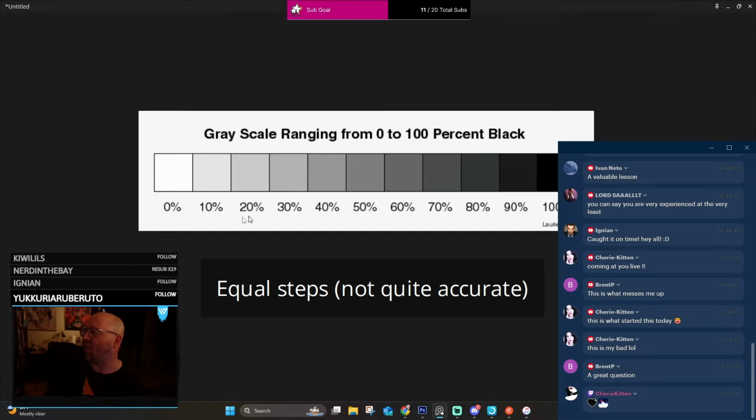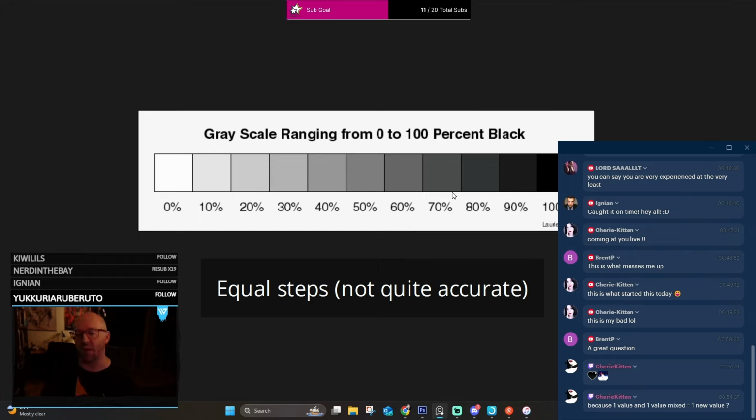So let's say we got rid of the 0 right here. It doesn't really matter. And then you got 10. So you have 1, 2, 3, 4, 5, 6, 7, 8, 9, 10. Why would that 9-point value scale work? Because one value and one value mixed equals one new value.